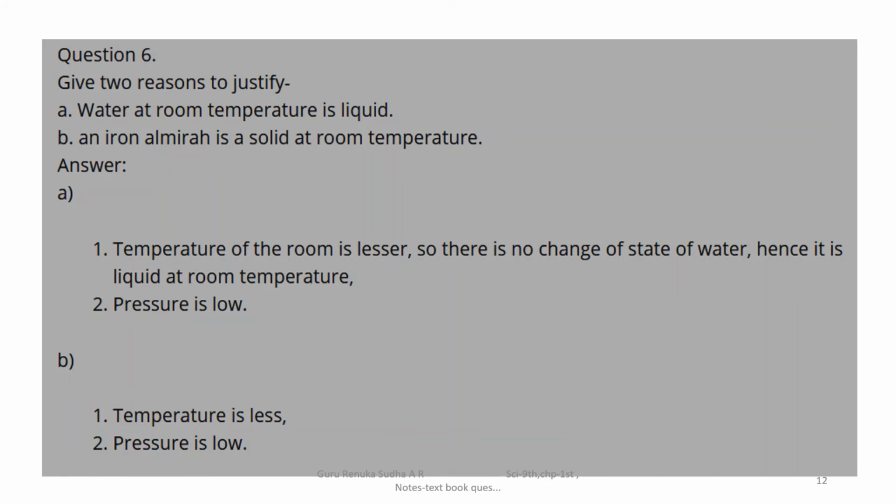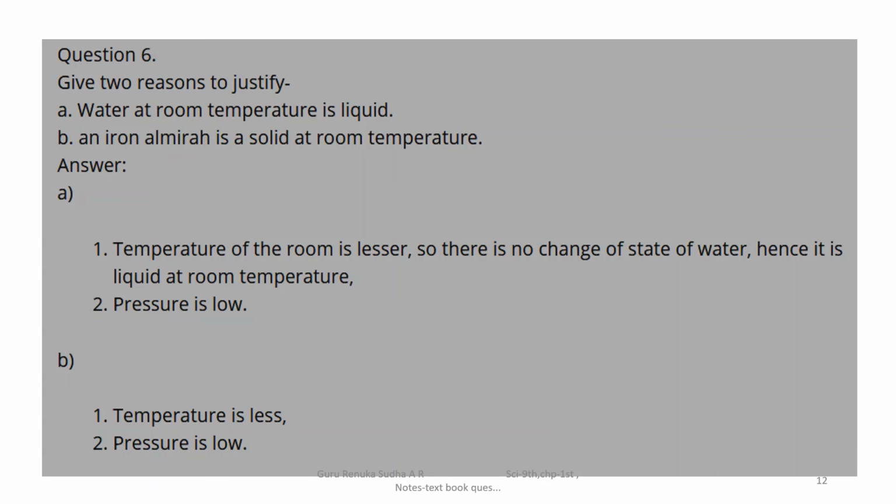Already you know that water is the best example for a liquid state. That means between 1 degree to 99 degrees, it is always in a liquid state. Why? Because the temperature of the room is lower, so there is no change of state of water, hence it is liquid at room temperature.